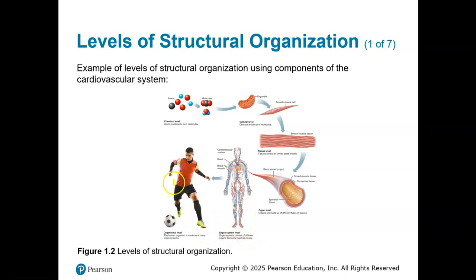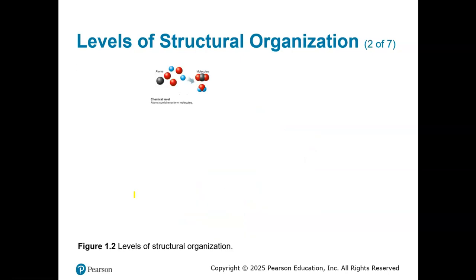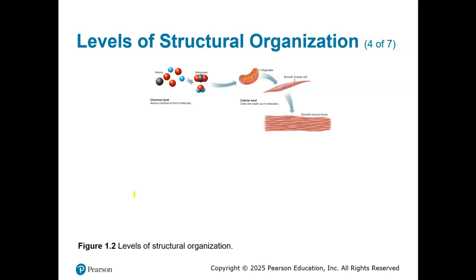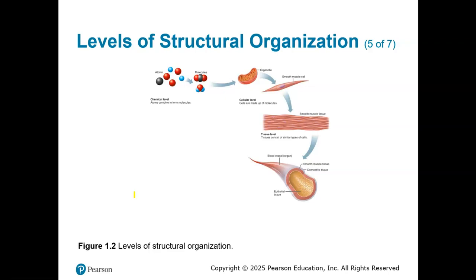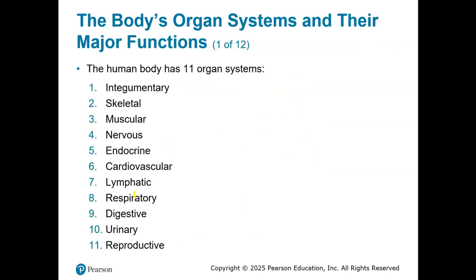And then the organism here, you can see the young man playing soccer. And so the organism is all of the organ systems together that makes the organism. So again, levels of structure: atoms, molecules, organelles, cells, tissues, organs, organ systems, organism.